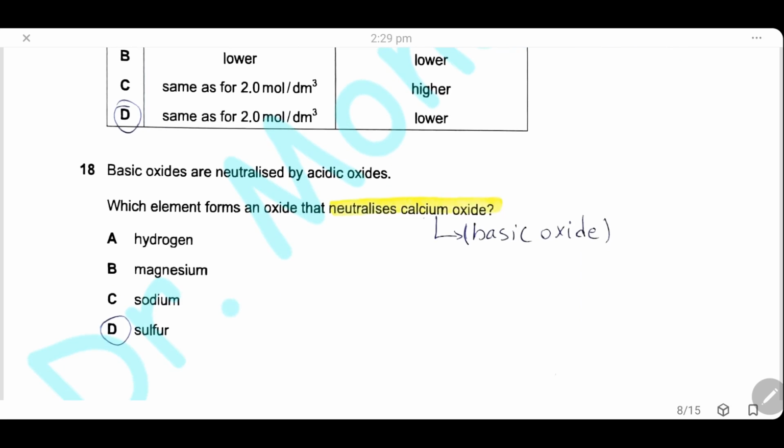Question 18. Basic oxides are neutralized by acidic oxides. Which element forms an oxide that neutralizes calcium oxide? Calcium oxide is a basic oxide, so it will be neutralized by an acidic oxide. Acidic oxides are non-metal oxides, so here we have sulfur forming sulfur dioxide, which is an acidic oxide, that can neutralize calcium oxide.